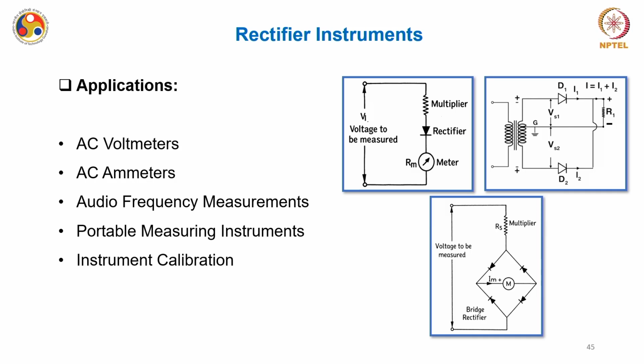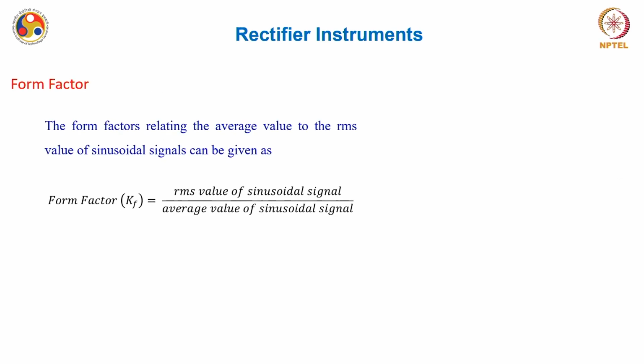The applications are enormous. You can use them as AC voltmeters, they can be used as AC ammeters. They are very useful for audio frequency measurements, portable measuring instruments, and for calibration as well. Then this is just a discussion on the rectifier instrument, but we are not very clear how the scale of the rectifier instruments will look.